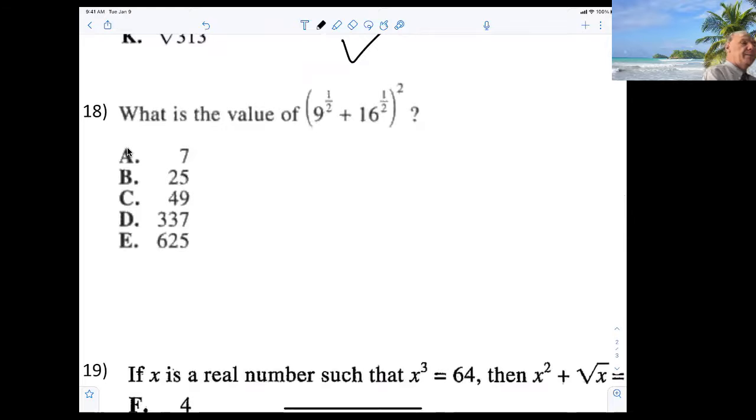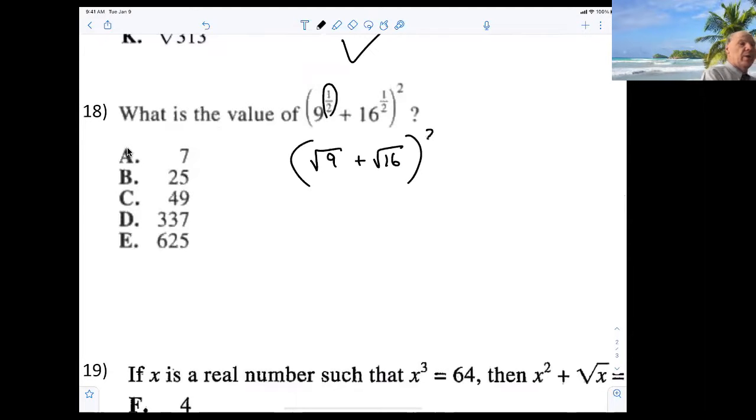Now this one, I'm telling you, if you didn't know, you could use the calculator. But again, I want everyone to make this note if they didn't know this: anything to the 1/2 power is the same as the square root. So I want to rewrite this as the square root of 9 plus the square root of 16, squared. That's what I'd like everyone to do, just to make sure. The square root can be written as a power that's 1/2.